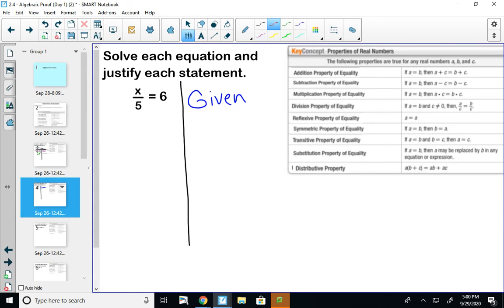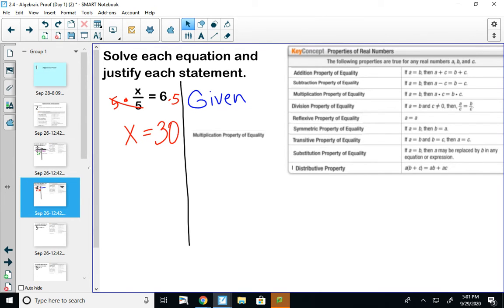Next thing I would do when solving this equation is to multiply each side by 5. So on the left, I'd have x. On the right, 6 times 5 is 30. And then I have to write the reason. Well, I used multiplication. So we'll say that is the multiplication property of equality. And again, if you want to be lazy and just write multiplication, that is okay for now.